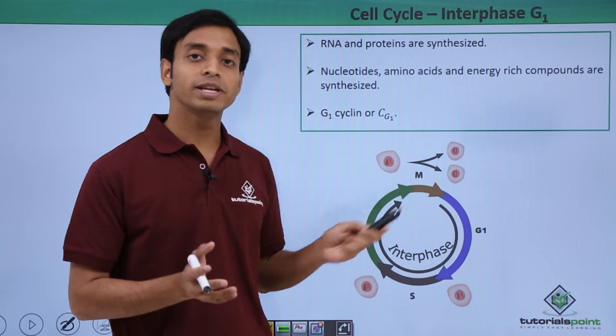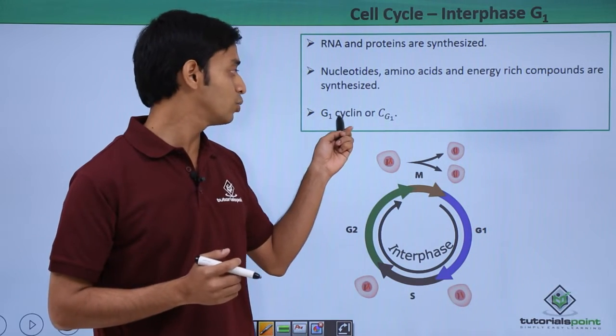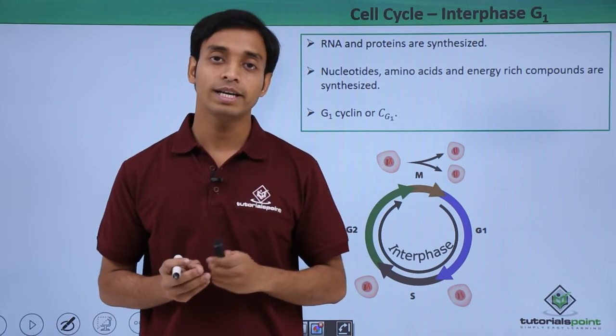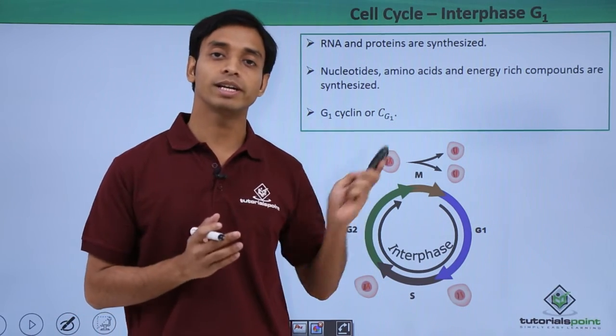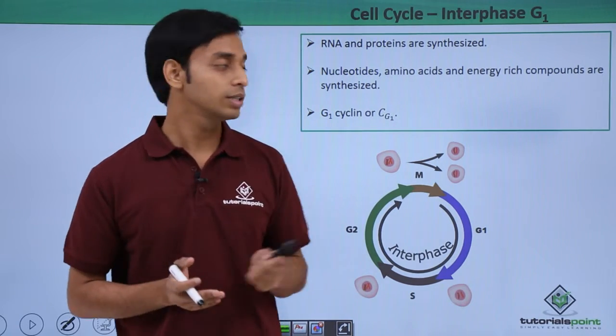This phase is checked or regulated by a cell cycle checkpoint that is known as the G1 cyclin checkpoint. It is also known as the CG1 checkpoint. This checkpoint actually regulates or decides if a cell is going to perform G1 or not.